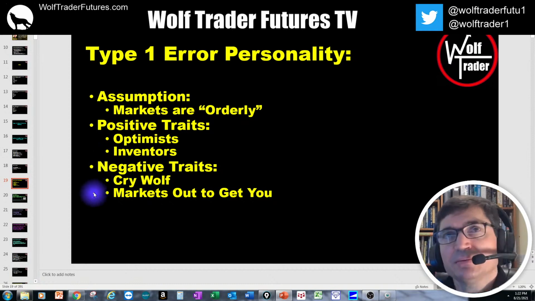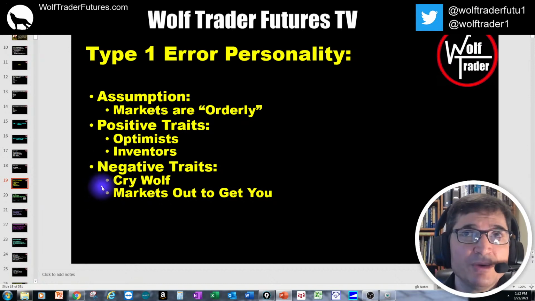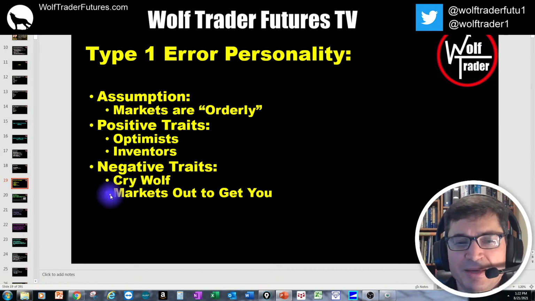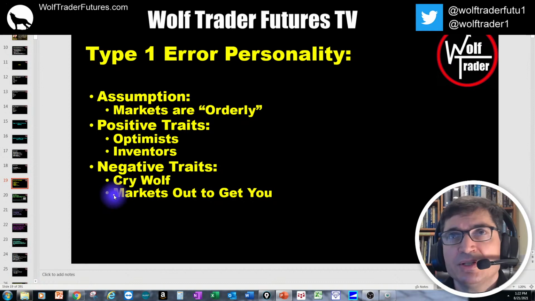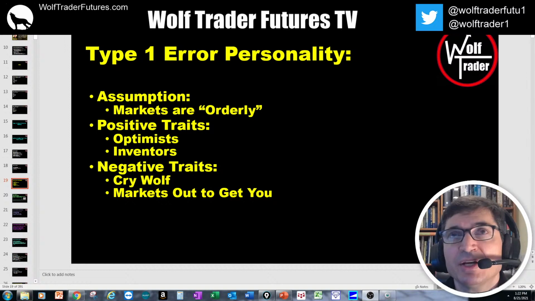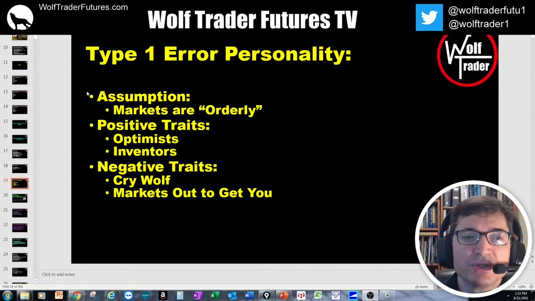The negative traits is that these are people that can also cry wolf all the time. They can be warning and warning and warning, and then finally when it comes, nobody wants to listen. And they might think that the market's out to get you. These can be conspiracy theorists. They believe every single story that they hear, right? So, that could be a negative trait, but that's what comes with this personality type.